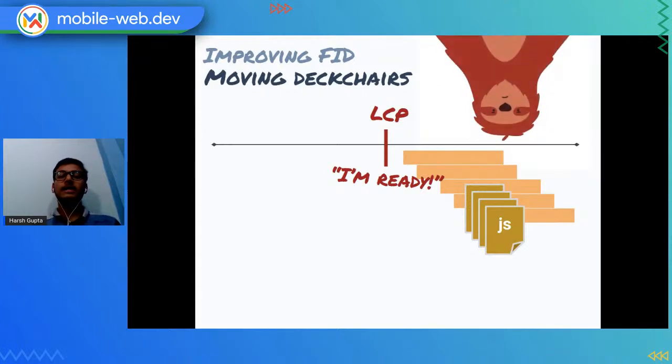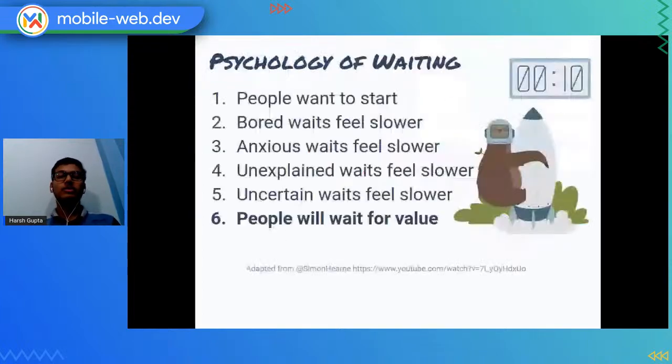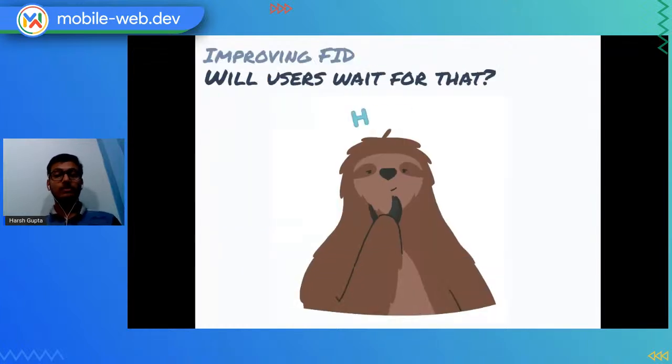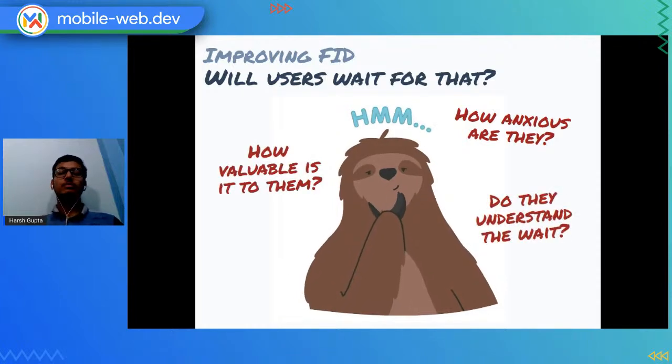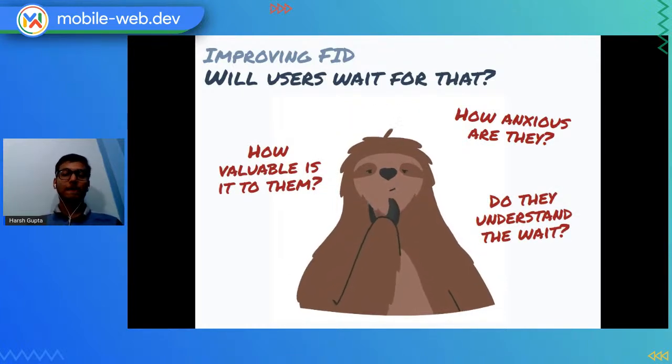By just applying these JS files at the end, we let the user interact first. Okay, so till now we have just covered the psychology of waiting, but the last point, as I have highlighted, is that people will wait for value, which is the key point. So will the user wait for that? Well, it depends, because we want to give them a value, right?